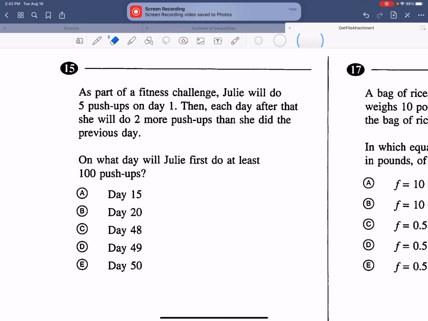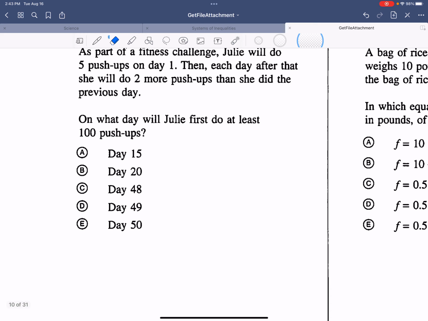Number 15. As part of a fitness challenge, Julie will do 5 push-ups on day 1. Then each day after that, she will do 2 more push-ups than she did the previous day. On what day will Julie first do at least 100 push-ups?